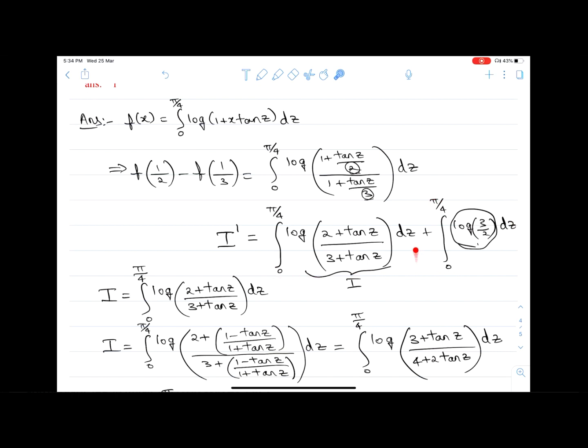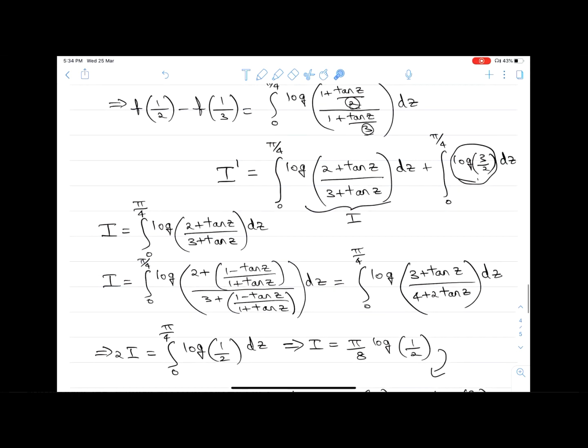So now I'm going through this I part. I is nothing but integral 0 to pi by 4 log of (2 plus tan z) by (3 plus tan z). Now we can use a plus b minus x. In the place of z, I'll substitute pi by 4 plus 0 minus z, that is pi by 4 minus z. I is equal to integral 0 to pi by 4 log of (2 plus (1 minus tan z) by (1 plus tan z)) by (3 plus (1 minus tan z) by (1 plus tan z)) dz.